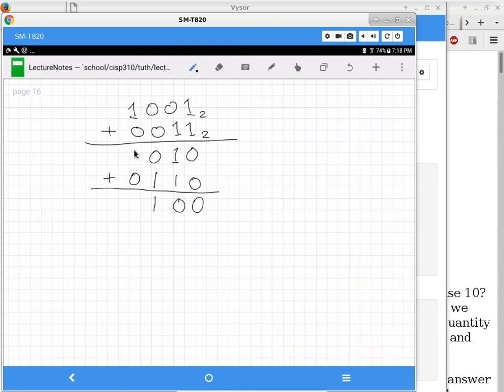1 plus 0 is 1, and then this 1 plus this 0 is also a 1, and we are all done. There's no overall carry, so I'm going to just put it here. So there's an extra carry here that is a 0. The overall carry is 0.